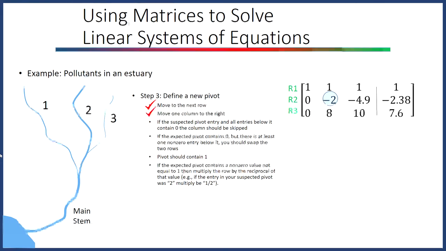Okay, so our next suspected pivot is the negative 2 in column 2, row 2. Does this suspected pivot and all entries below it contain 0? Nope. Does the suspected pivot contain 0? Nope. Does the pivot contain 1? No. So we need to multiply row 2 by the reciprocal of negative 2. This gives us 0, 1, 2.45, 1.19. So now the pivot contains 1, and we can move on to step 4.